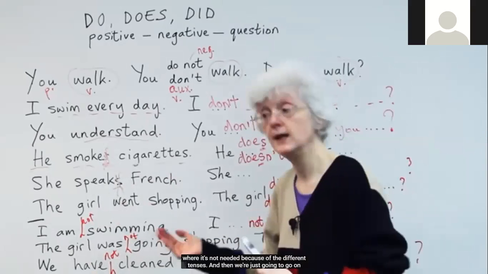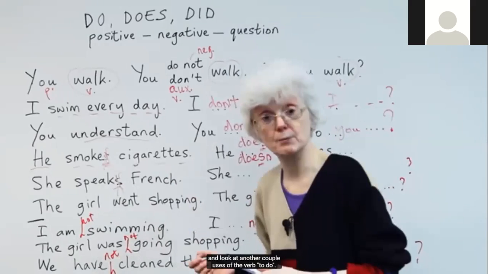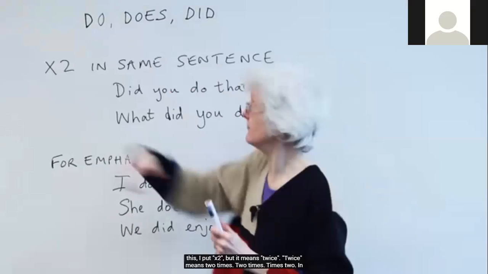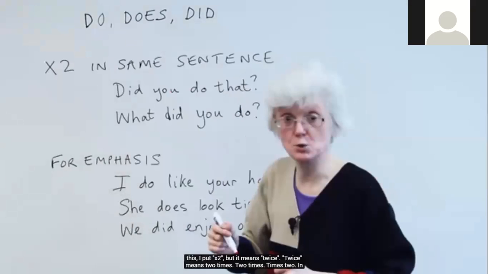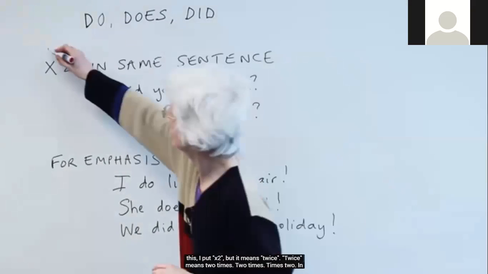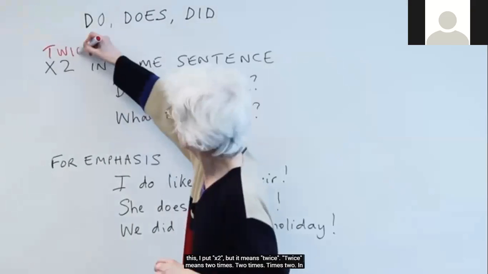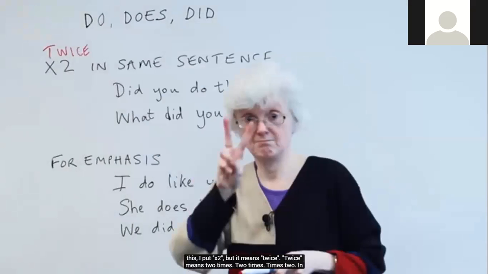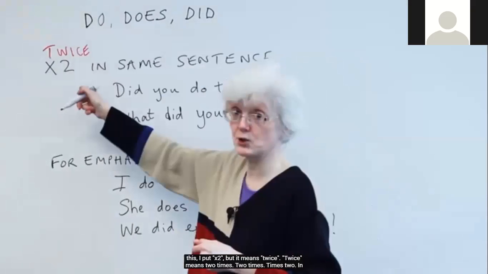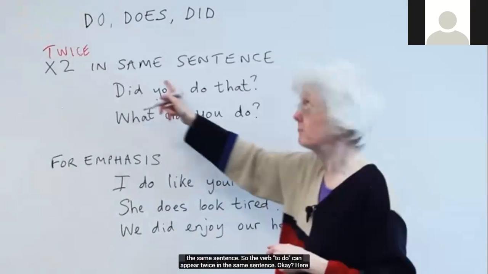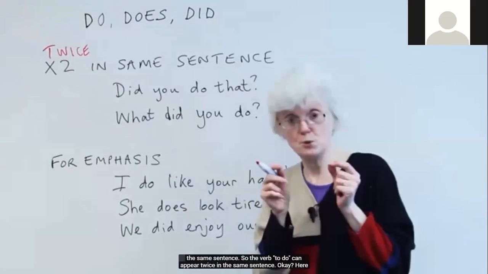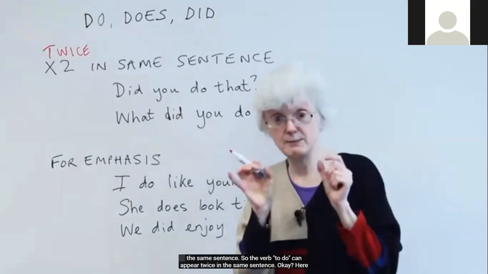And then we're just going to go on with another couple of things about the verb to do. Okay, so I'm looking at two of these uses of the verb to do. First of all, it can appear twice. Twice means two times. In the same sentence. So the verb to do can appear twice in the same sentence. Okay?